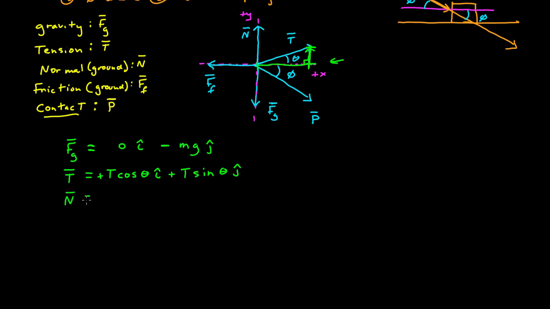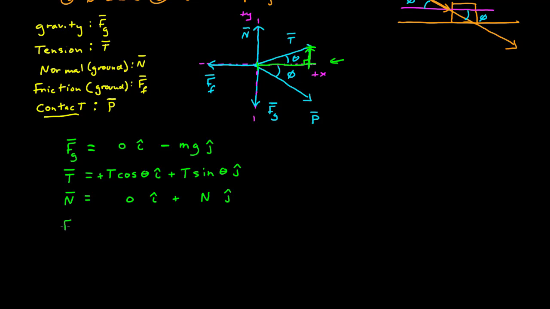Now I go to the normal force of the ground on the mass. Well, the normal force has 0 component in the x direction, and it has its entire magnitude, which I identify with just n, in the y-hat direction, and it's positive. And so I just give it a positive sign there.